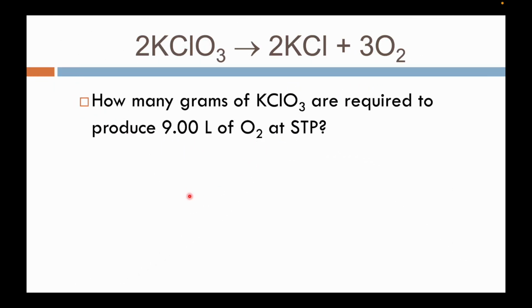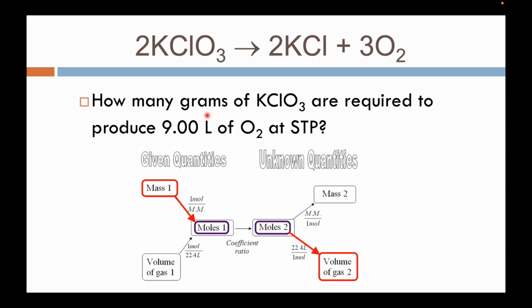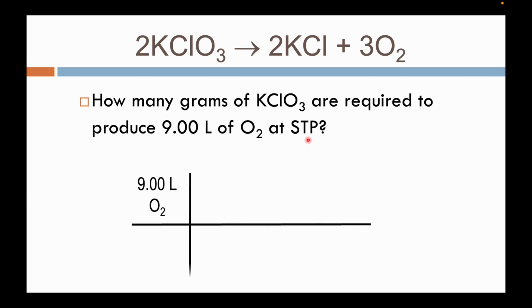Here's a different one. Now, instead of grams to grams, we're going to go from grams to liters. So from grams through the mole to liters. And it does say you're at STP. If it doesn't say that, you assume it. Start with what the problem gave you, which is liters of oxygen. Convert liters of oxygen into moles of oxygen. You're going to use the conversion 22.4 liters for every 1 mole. This doesn't change. Every gas is the same. There are 22.4 liters per 1 mole of every gas.